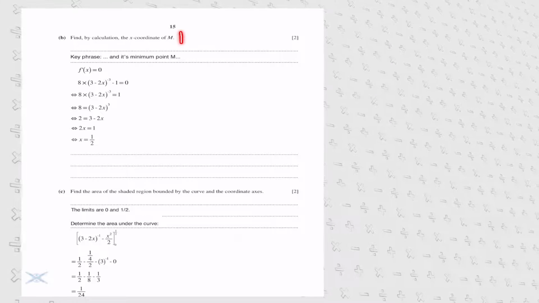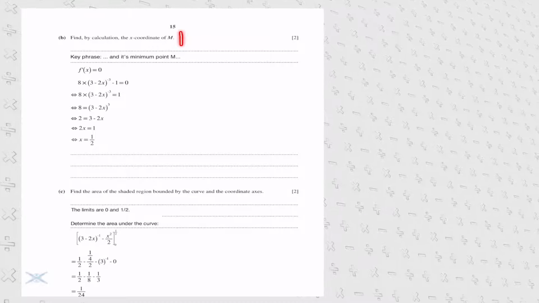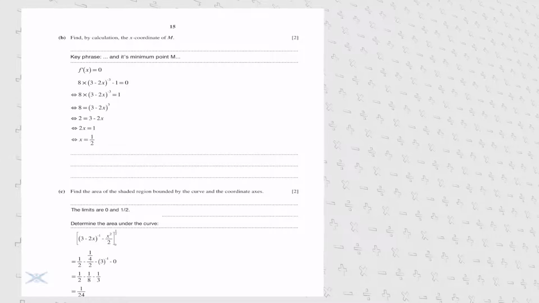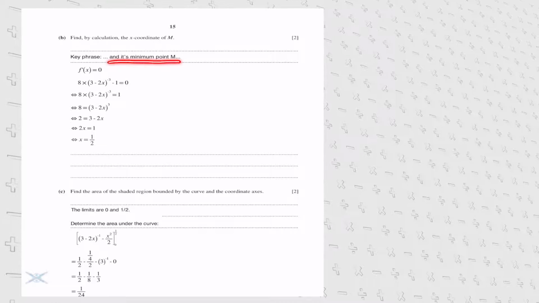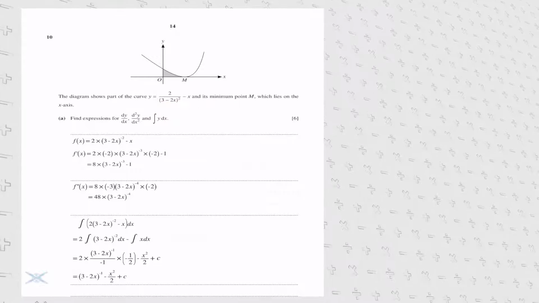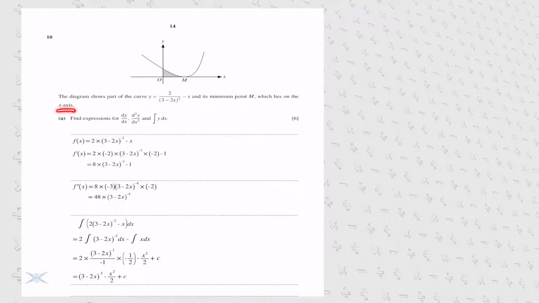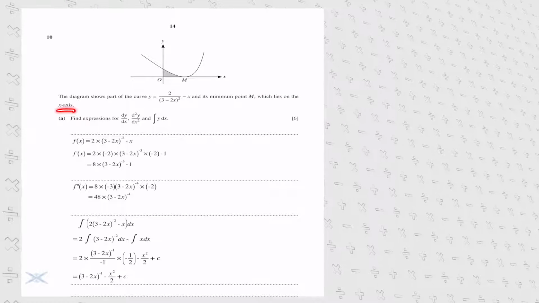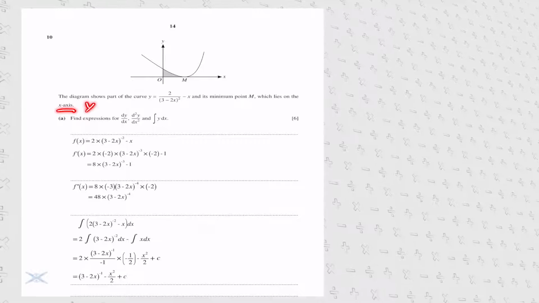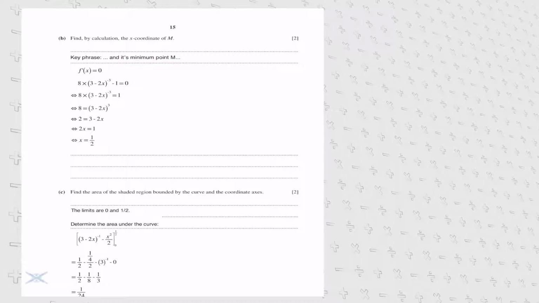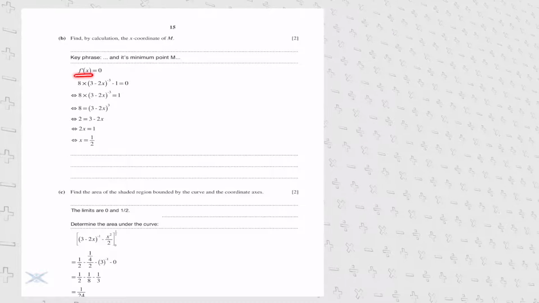Part B of this exercise now requires from us to find the x-coordinate of M by calculation, and our key phrase is here that M represents the minimum point of the function f. Additionally, we know that this point is located on the x-axis, which means that its y-coordinate must be 0. So since the minimum point is a stationary point, we will just equate the first derivative of function f with 0.